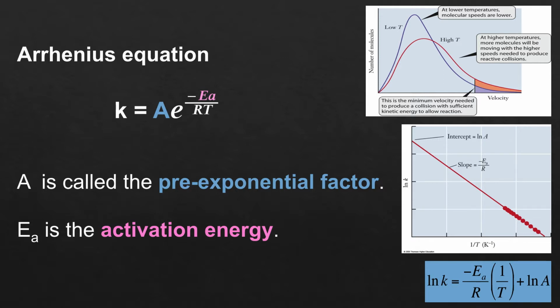If you do many experiments of the same reaction but at different temperatures, you can plot the results as shown here and extract some useful information. A, which is called the pre-exponential factor, is related to the molecularity of the elementary steps as well as the spatial difficulty involved in each elementary reaction. Capital E subscript A is the activation energy, which is the energy needed for the reaction to move forward to form products.